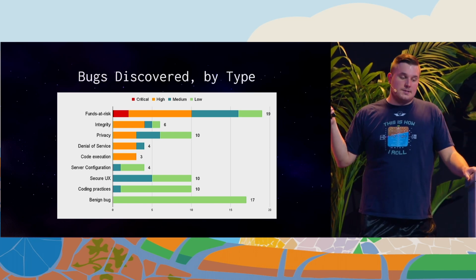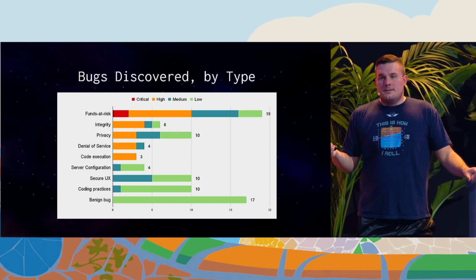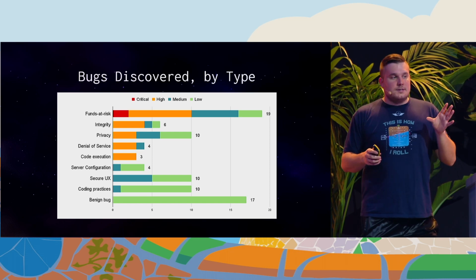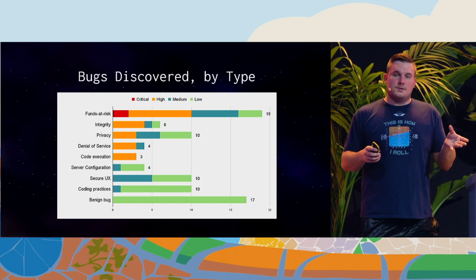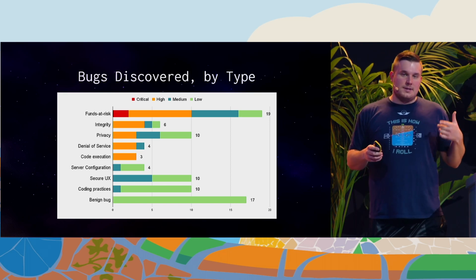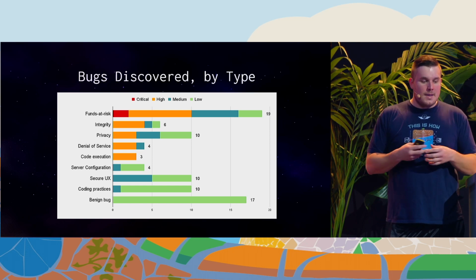Secure UX is interesting. I focus on that a lot. That means anytime the user interface of an application is confusing in a way that users are getting less security than they think they are, I actually report that as a security bug, even if there's nothing technically wrong with the software.